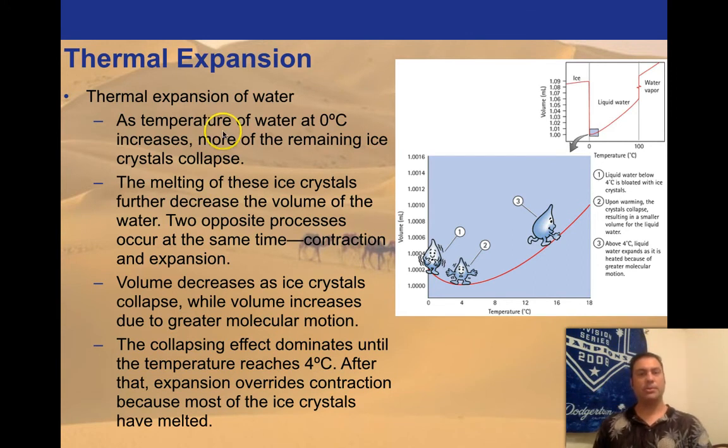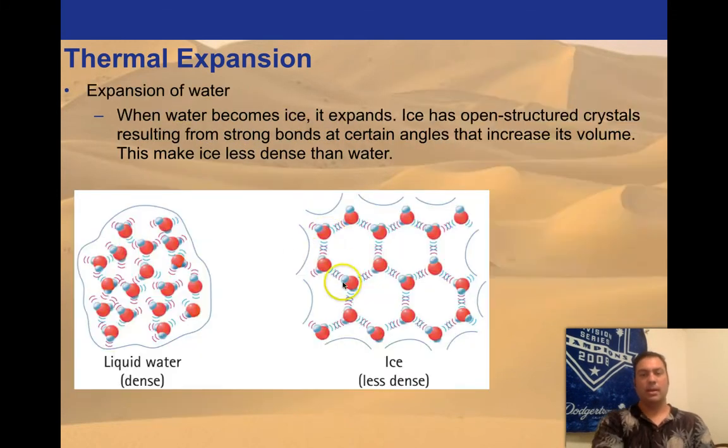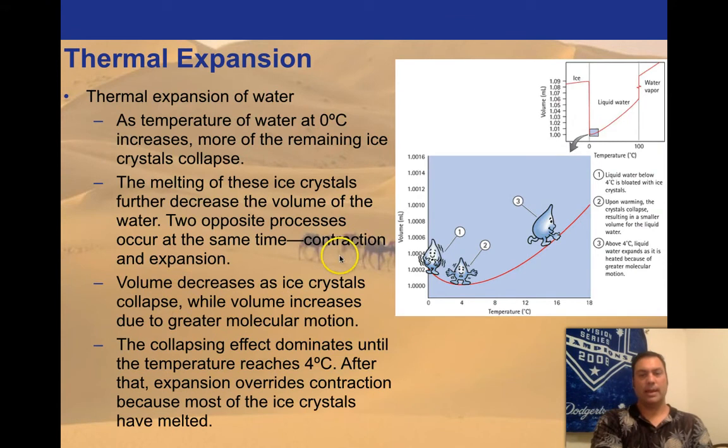As the temperature of water at 0 degrees increases, more of the remaining ice crystals collapse. So back here, at about 0 degrees, this ice starts to break up into this stuff here. Okay, so we get a sudden increase in the density, and that's what's being shown up here in this graph. We have ice, this is the density of ice, and then all of a sudden it drops down to here into liquid water.